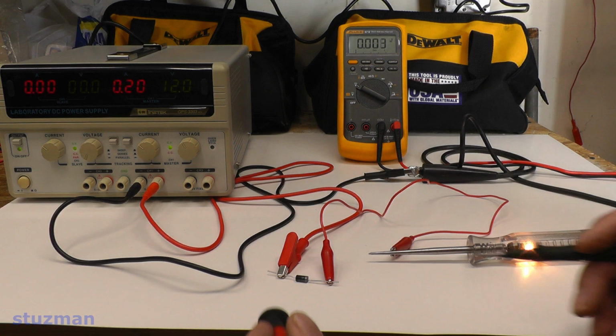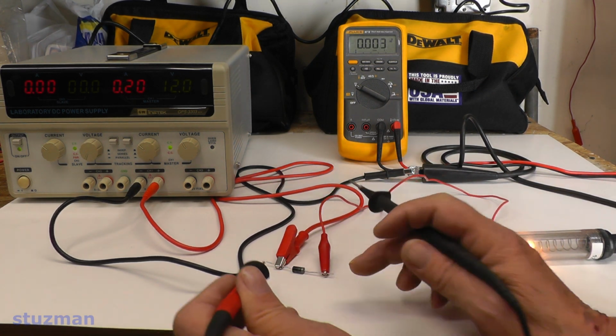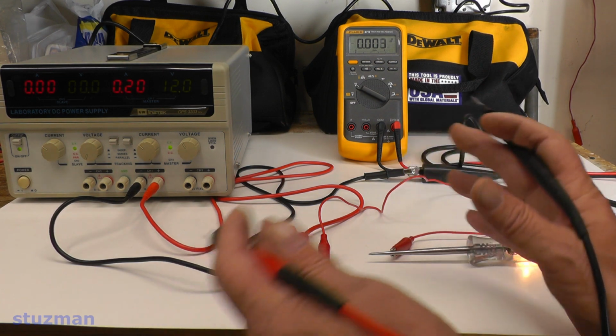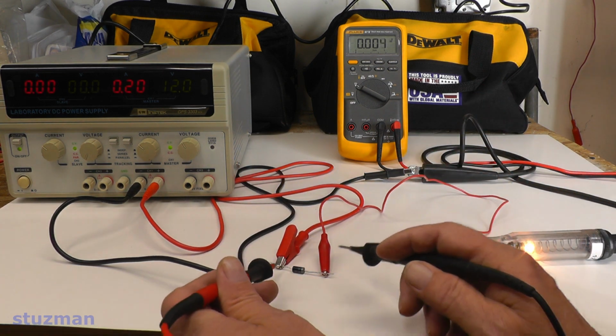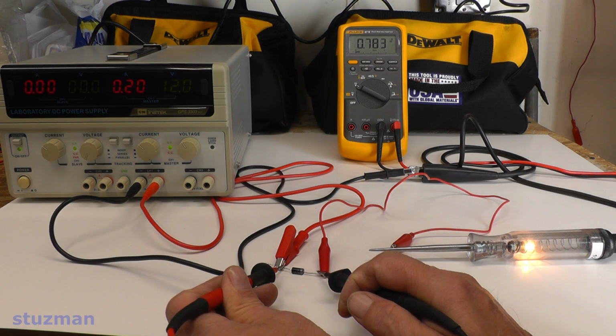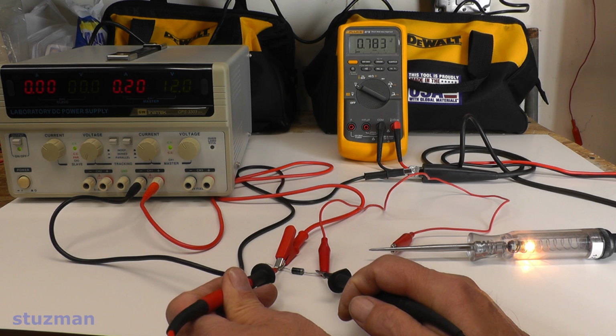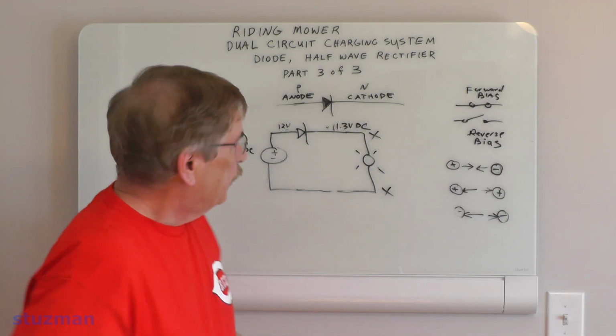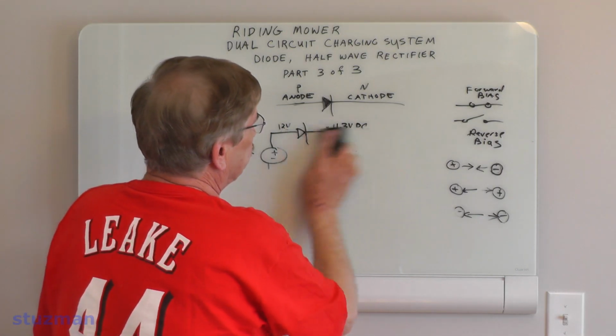If I want to measure that voltage drop, and you remember it should be somewhere between 0.5 to 0.7 volts, let's see what kind of voltage drop we have for this diode. As you can see, we have 0.783 volts DC. That was simple, right?